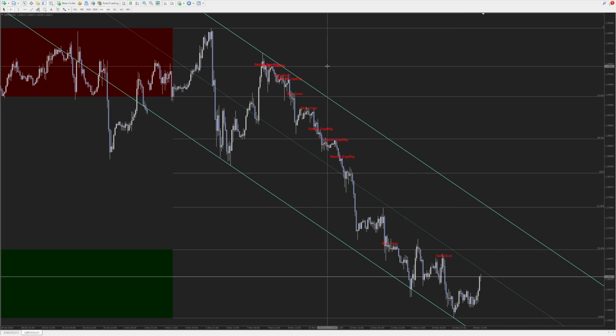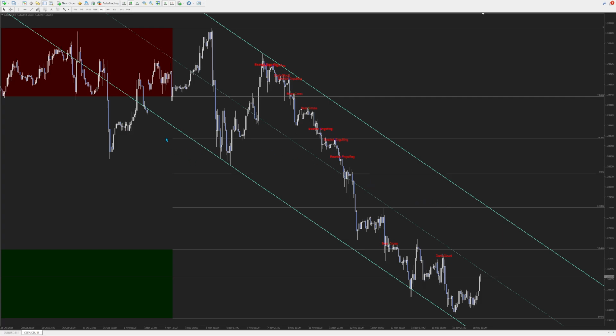So the first thing that I'm going to do is look for the direction. As you can see from these trend lines here, we're in a downwards trend. So that's the first thing. I'm going to look for sell trades or short trades because we're in a downtrend. I'm not going to look for buy trades. I'm not going to trade against the trend.